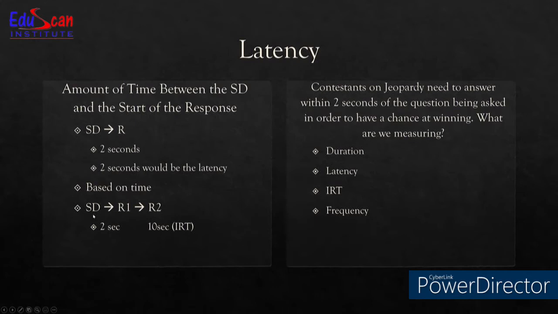Now, let's understand it with an example. Contestants on Jeopardy need to answer within 2 seconds of a question being asked in order to have a chance at winning. What are we measuring? Between the question being asked and the answer being given, the gap should be 2 seconds. The moment they ask the question, the contestants should not take more than 2 seconds to start answering. This is a very clear example of latency.